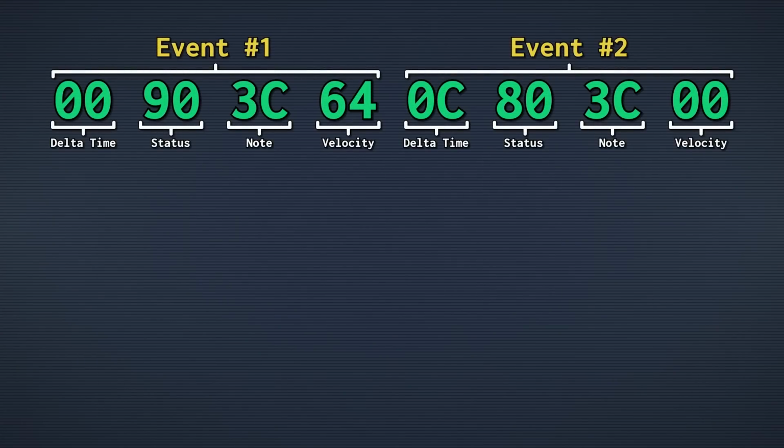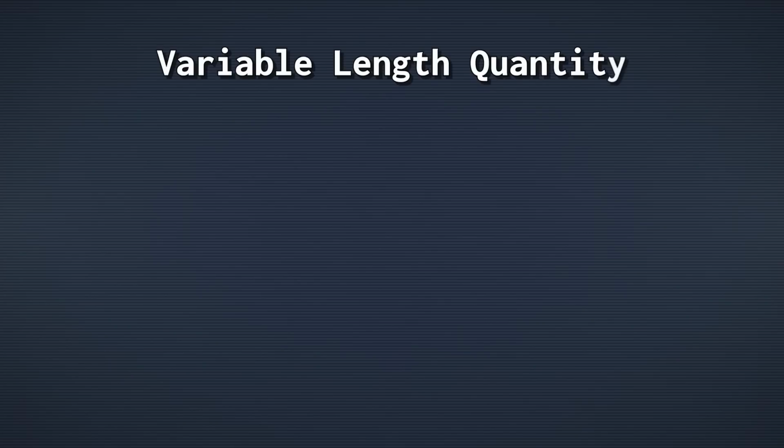You may have noticed that so far our delta times were a single byte. But what if we wanted to have a delta time larger than 255? To account for that, MIDI uses something called a variable length quantity. These values are stored using a variable number of bytes, which allows us to compress the number of bytes used.